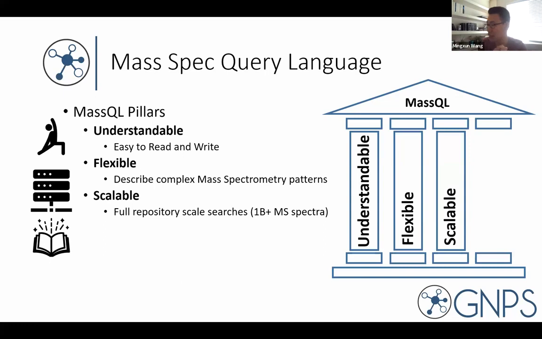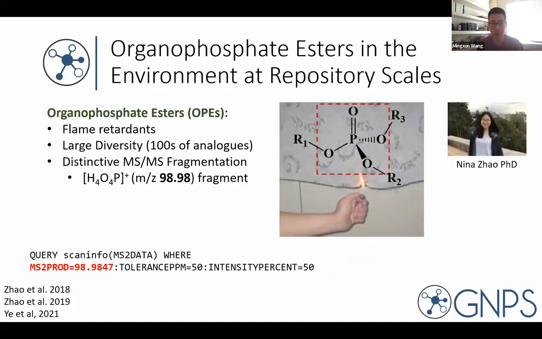The next point here is about scalability. We really want to roll this up again, just like mass, and scale this up to all public data that's out there and see if we can make use of it. One particular application that we'll highlight here is working with Nina Zhao, who's a postdoc at UCSD. She cares a lot about environmental chemistry. What she was looking for during her PhD work was a class of compounds called organophosphate esters.